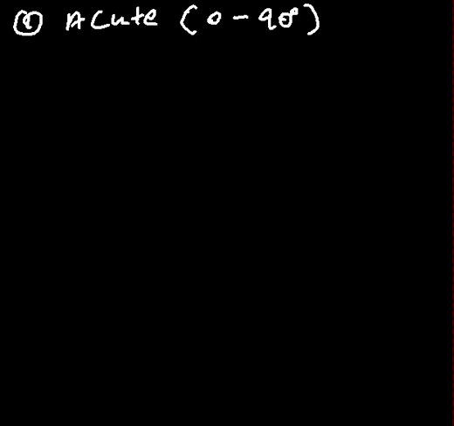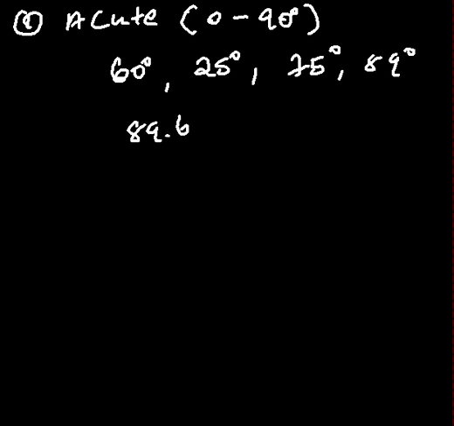We can have, let's say, 60 degrees. This is part of the acute angles. 25 degrees, that is part of the acute angles. Let's say 75, 89, but not 90. Let's say 89.67, that is an acute angle. We can have, let's say, 27. So any angle that is within 0 to 90, that is part of the acute angles.